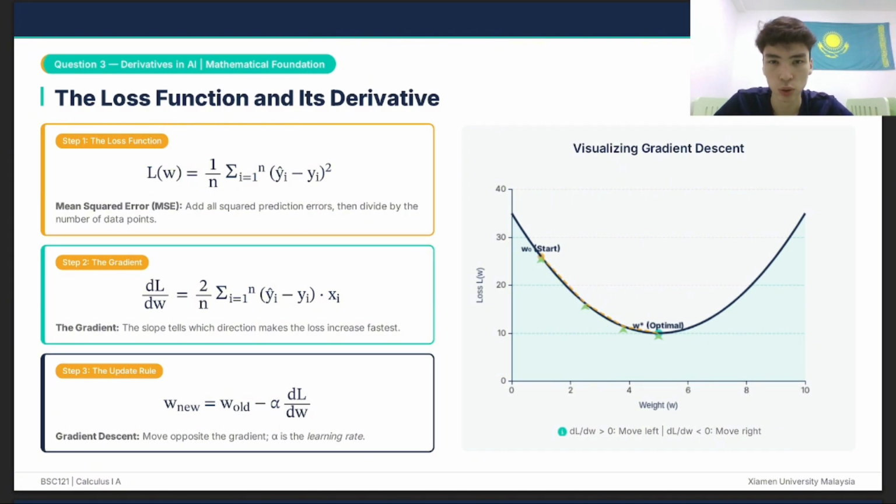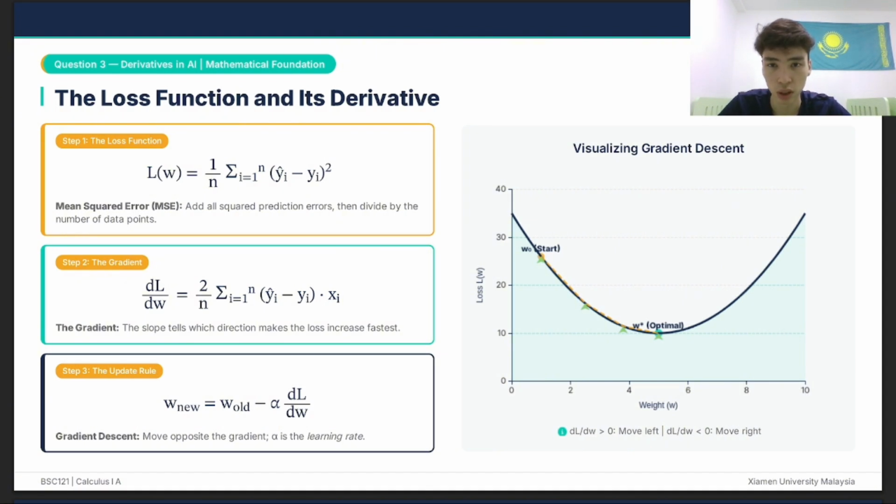For this example, we use the mean squared error, which is the average of the squared differences between predicted y prime and actual y values. Step 2 is computing the gradient, which is the derivative of the loss with respect to the weight, dL over dw. The gradient tells us the slope of the loss function. It points in the direction where the loss increases most rapidly. If the gradient is positive, we need to move left, decreasing the weight to lower the loss. If it's negative, we move right to increase the weight.